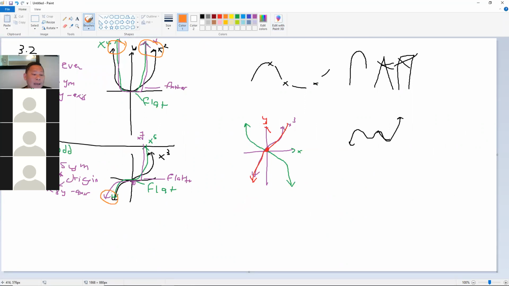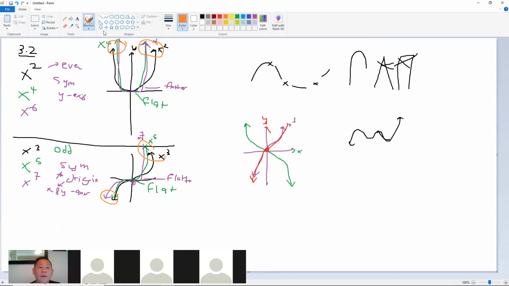You notice that if you have an even graph, and your leading coefficient is positive, all your graph, both your endpoints left and right, go up. On the left it goes up, and on the right it also goes up. This is what happens when you have a positive leading coefficient.